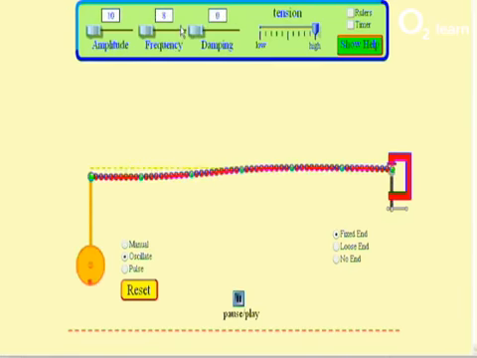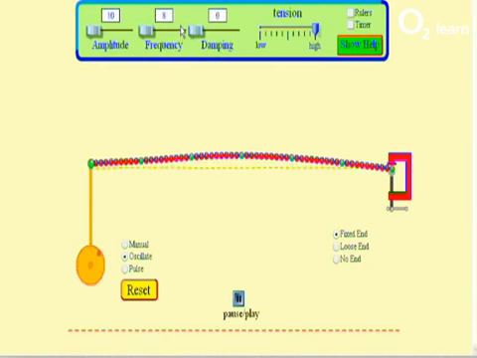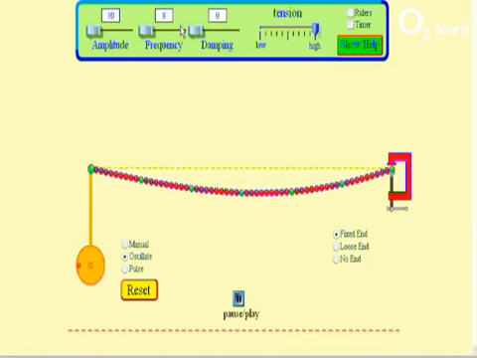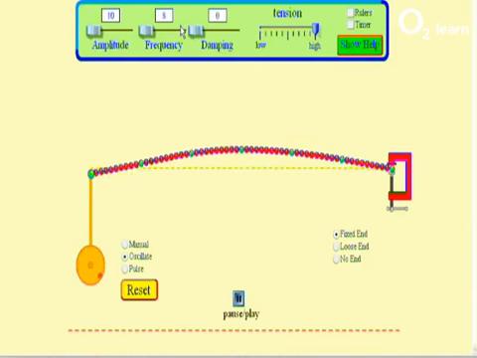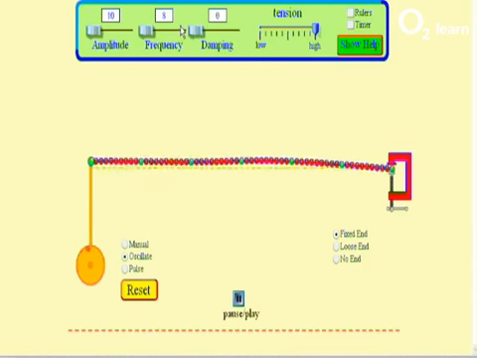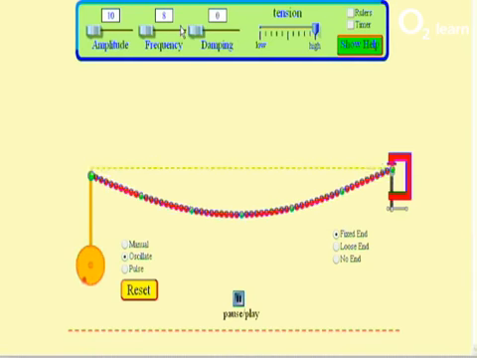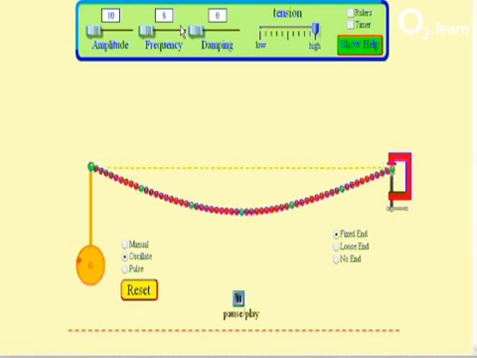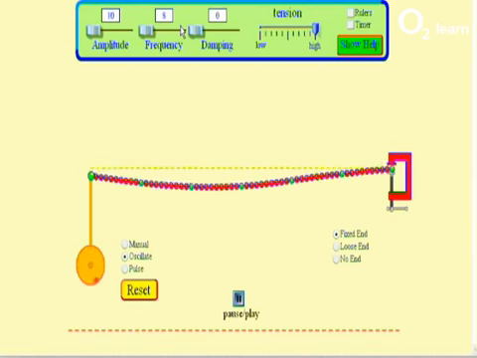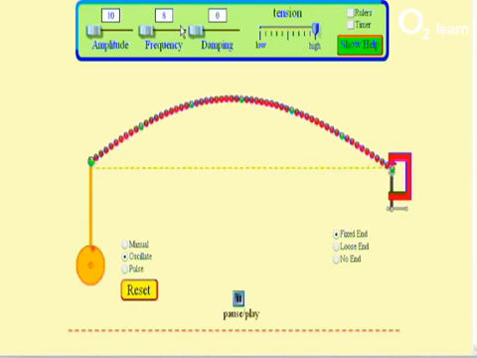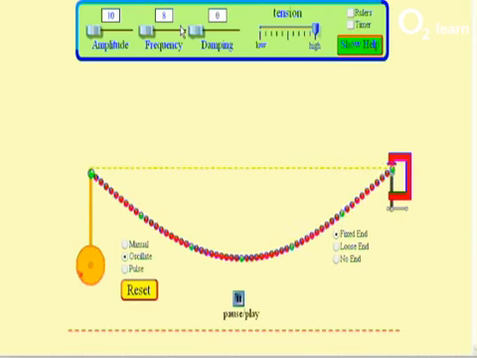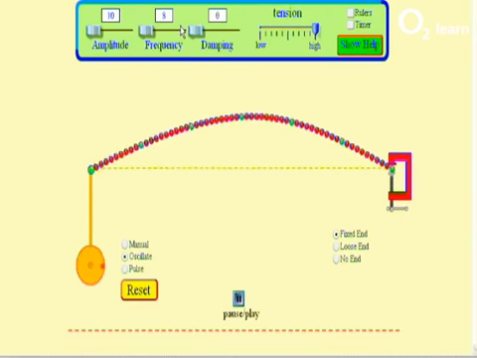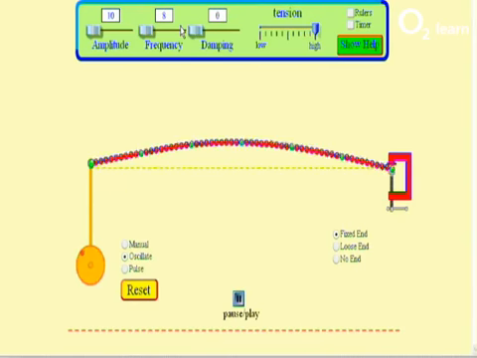Now I'm going to drive the loop at exactly the right frequency so that it produces exactly one loop. Watch what happens. Notice the amplitude rises very, very quickly. You can achieve exactly the same effect by using a rope, or if you have one, a slinky.